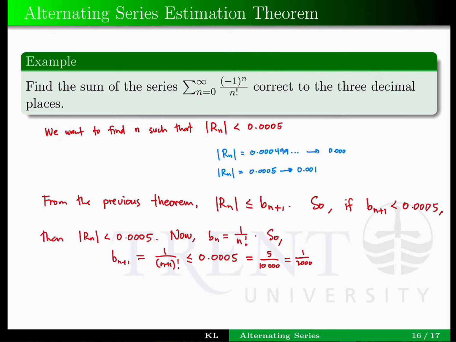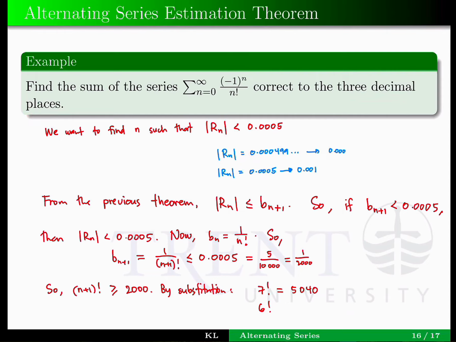So, what does this mean? We have your n plus 1 factorial. This must be greater than or equal to 2,000. So, we'll try to find the smallest n such that n plus 1 factorial is already greater than 2,000. In order to do that, we can just try some numbers, by substitution. Say 7 factorial. What is 7 factorial? 7 factorial is 5,040. It's way big.